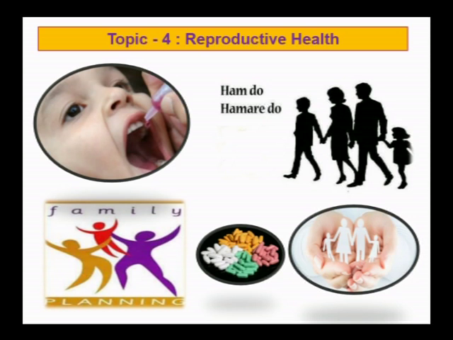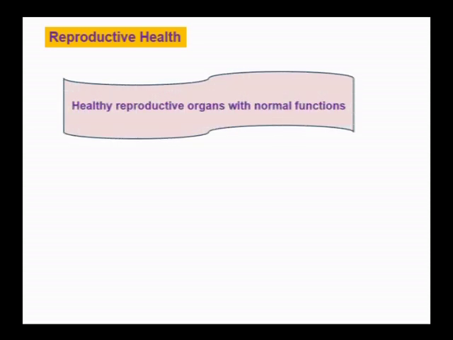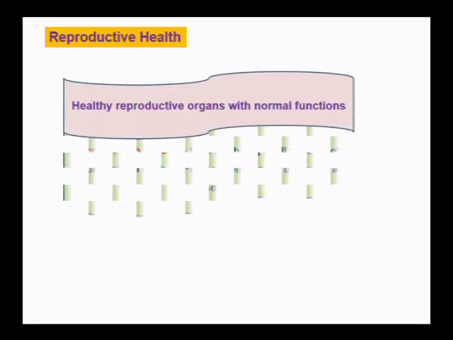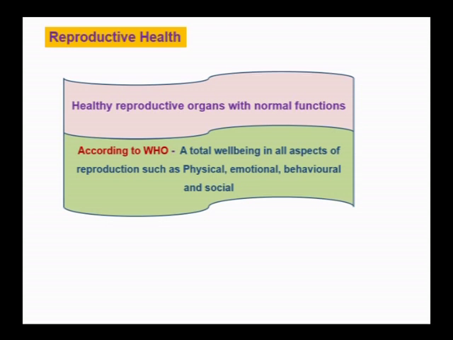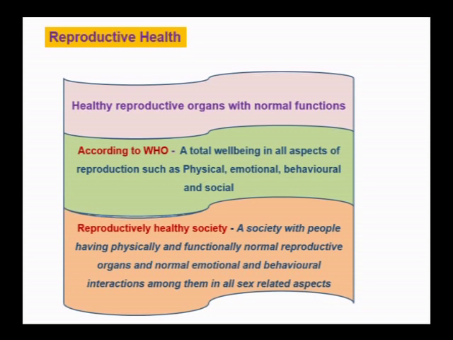Yeah, let us take up the next chapter, reproductive health. Reproductive health refers to healthy reproductive organs with normal functions. According to World Health Organization, reproductive health is a total well-being in all aspects of reproduction such as physical, emotional, behavioral and social. Reproductively healthy society: a society with people having physically and functionally normal reproductive organs and normal emotional and behavioral interactions among them in all sex-related aspects. ಇದನ್ನು ನಾವು reproductively healthy society ಅಂತ ಕರಿತೀವಿ.